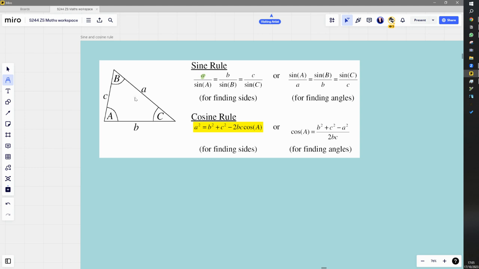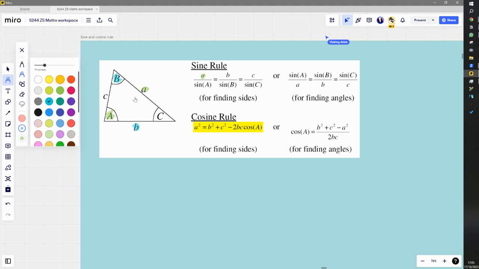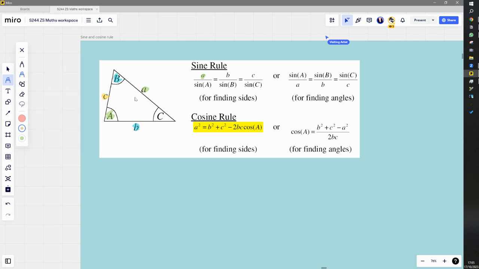If I take this side here and divide it by the sine of the opposite angle, I will get the same answer as when I do the same with another side, like b, and divide it by the sine of its opposite angle. So the length of that side divided by the sine of that angle will be equal to the length of this side divided by the sine of that angle, and it's also equal to the length of that side divided by the sine of that angle.